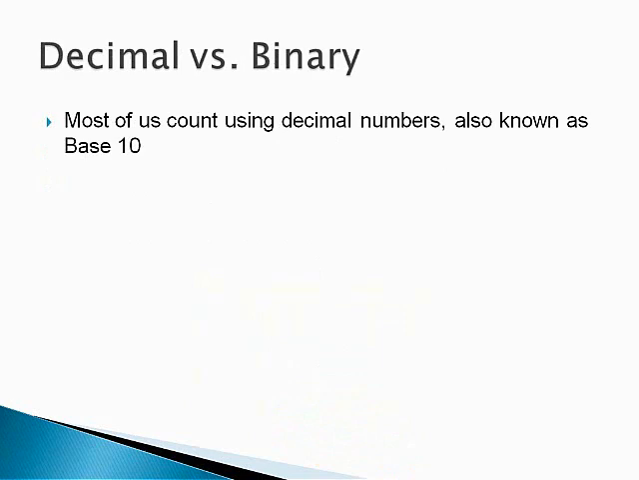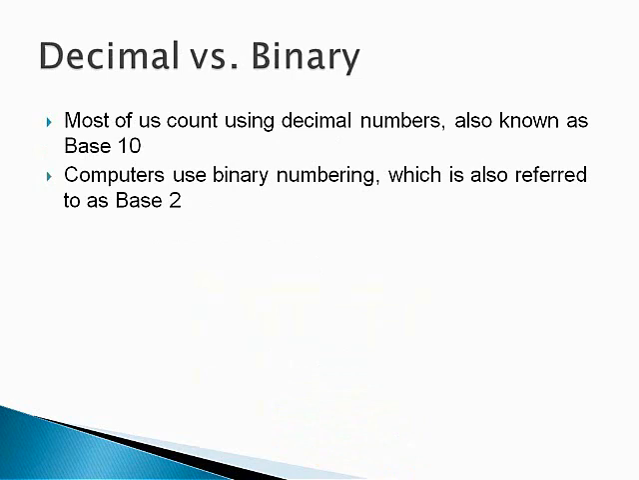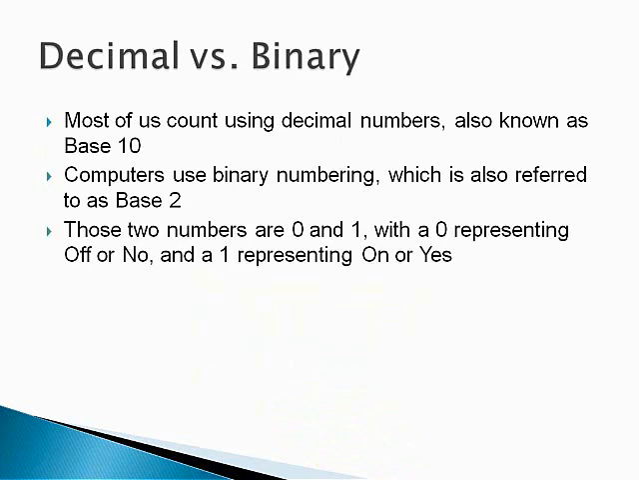Most of us count using decimal numbers, known as base 10. Computers use binary numbering, which is also referred to as base 2. These two numbers are 0 and 1, with a 0 representing off or no, and a 1 representing on or yes. Every numbering system has a base, whether binary, decimal, hexadecimal, or octal. We're not going to cover all of those. We're going to cover a little bit about decimal, mainly binary.